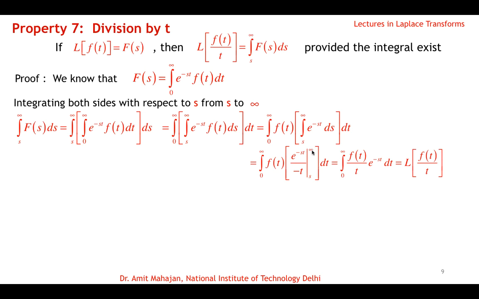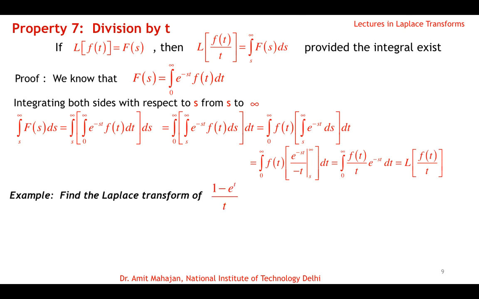The upper limit, s equal to infinity, when substituted makes the exponential 0. The lower limit is s, so substituting it leaves the same exponential with a minus sign, and this minus minus becomes plus. So it becomes the integral from 0 to infinity of f(t) by t times e^(-st) dt, and by definition this integral is nothing but the Laplace of f(t) by t. So we have the result: Laplace of f(t) by t is the integral from s to infinity of F(s) ds.